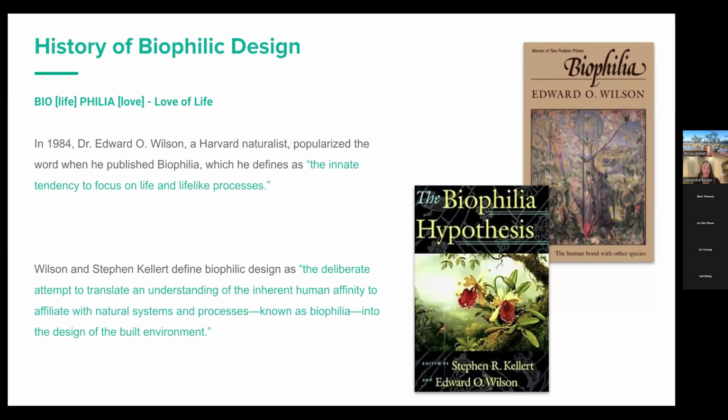So, biophilia is essentially bio, which is life, and philia, which is love. So, biophilia means love of life. I mean, who doesn't love that? It's so beautiful. And Edward Wilson and Stephen Kellert, I hope I said their names right, co-edited the biophilia hypothesis, where they defined it as the deliberate attempt to translate an understanding of the inherent human affinity to affiliate with natural systems and processes into the design of the built environment.